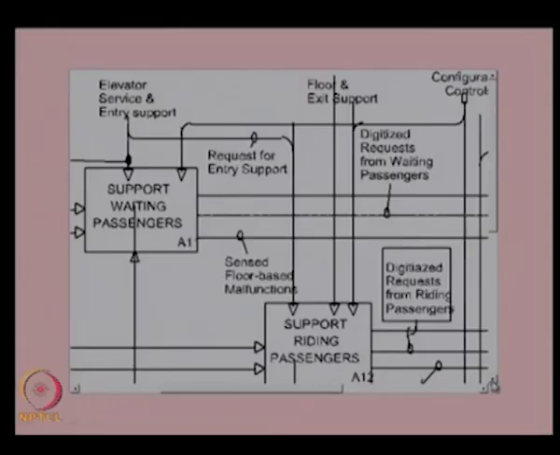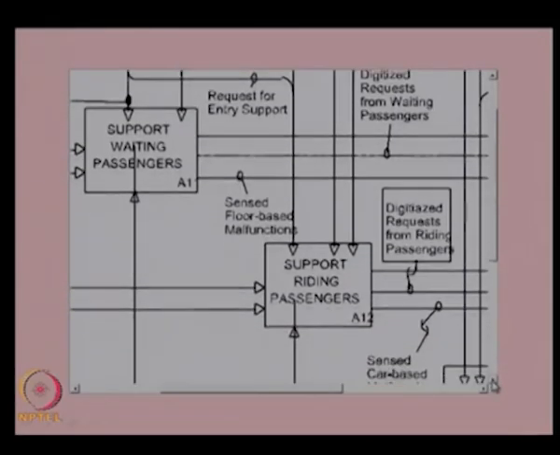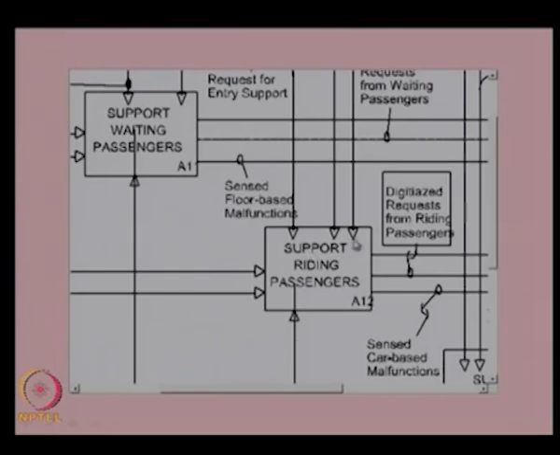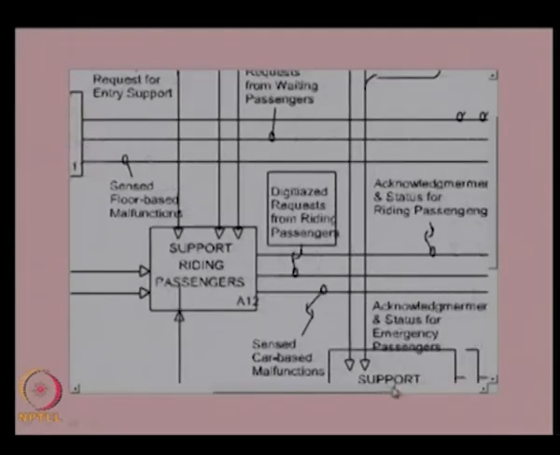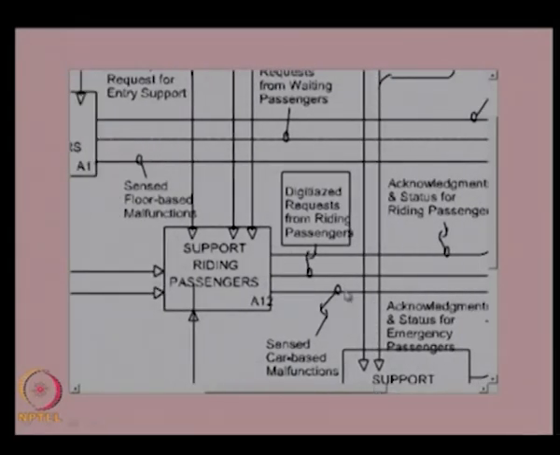So it will process these inputs and then provide the output, like digitized requests from riding passengers. The riding passengers will give some commands or input, and based on that it will process the request, digitize it, and give it as output to the control elevator car function. Similarly, acknowledgements and status for riding passengers. Riding passengers also get an acknowledgement and the present status of the elevator, or whether the request has been accepted or received. That information is also provided by this function.